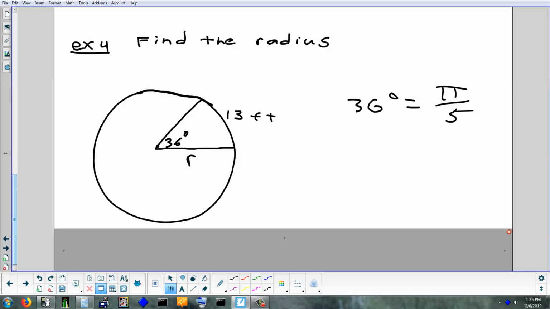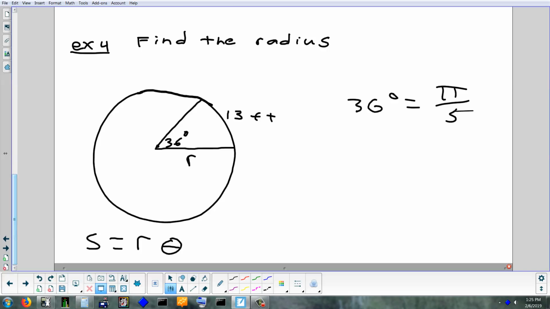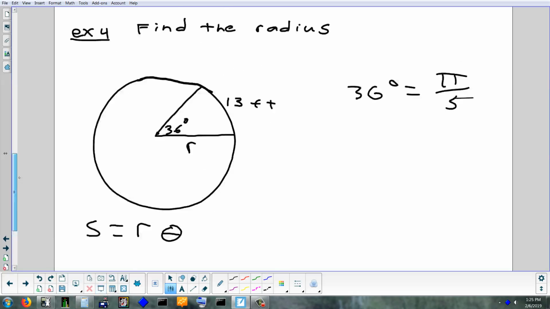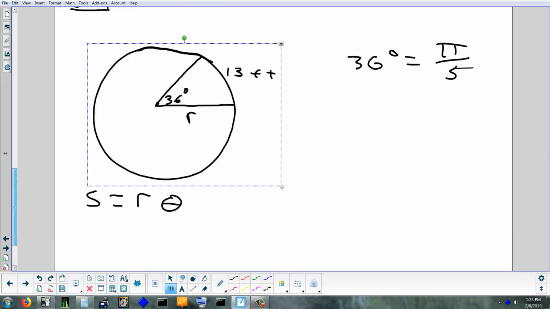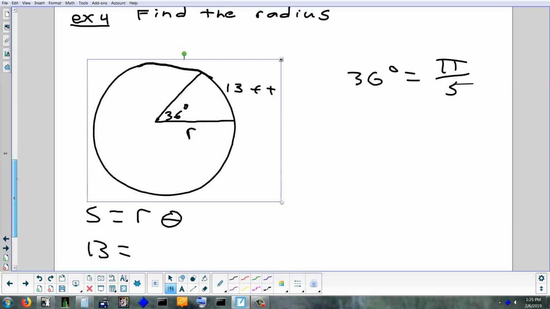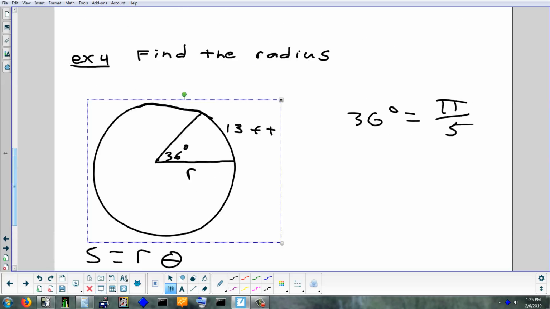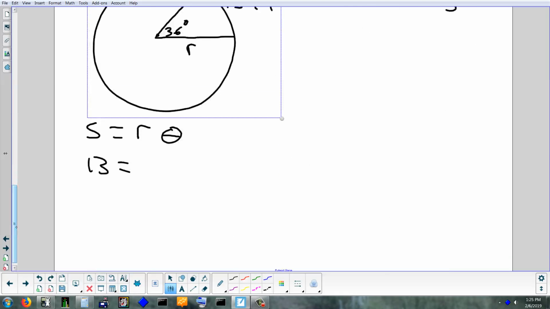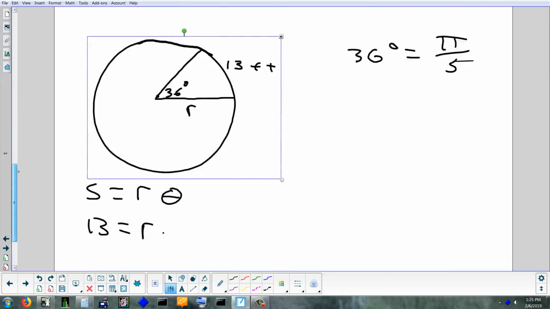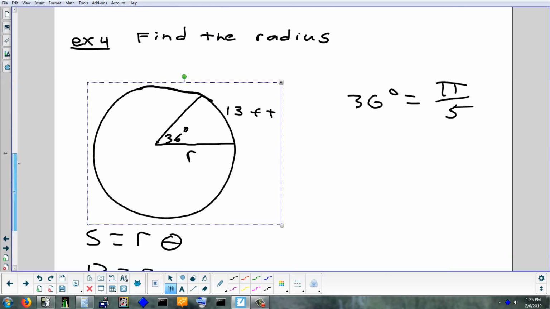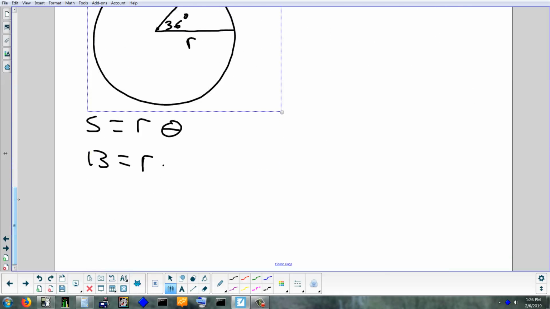All right, now we're ready to fill in. Kezia, what's the formula we fill into for arc length? Yep, S equals R theta. And let's fill in what we know. S would be 13, right? S would be the 13, yep. R, well that we don't know, that's the question, find the radius. And theta, it's 36 degrees, but you want to make sure you put pi over 5.